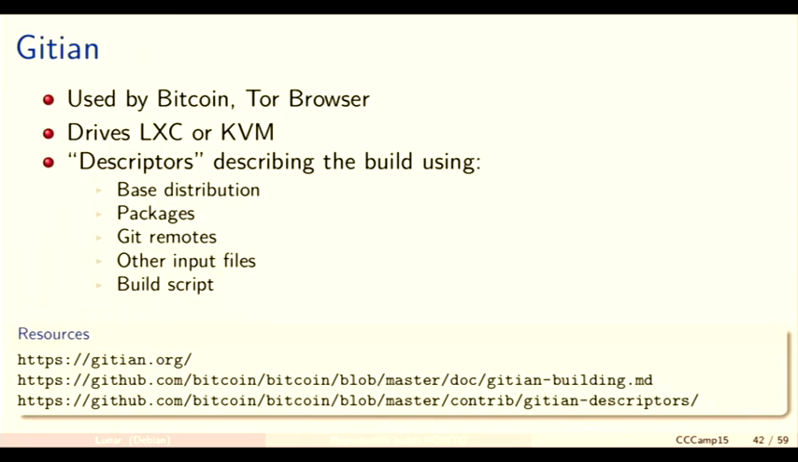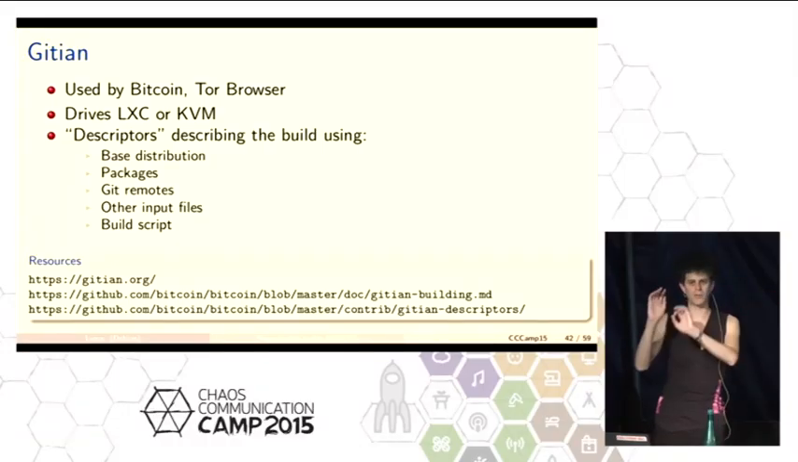Another tool that can be used is Gitian, which is used by Bitcoin and Tor Browser, and it drives an LXC container or Linux KVM virtual machine. Its input is called descriptors, and they are basically a base distribution, some packages that have to be installed, Git remotes that need to be fetched, on which tags, other input files, and then a build script. It will start the VM, fetch everything, cut the network, and run the script.